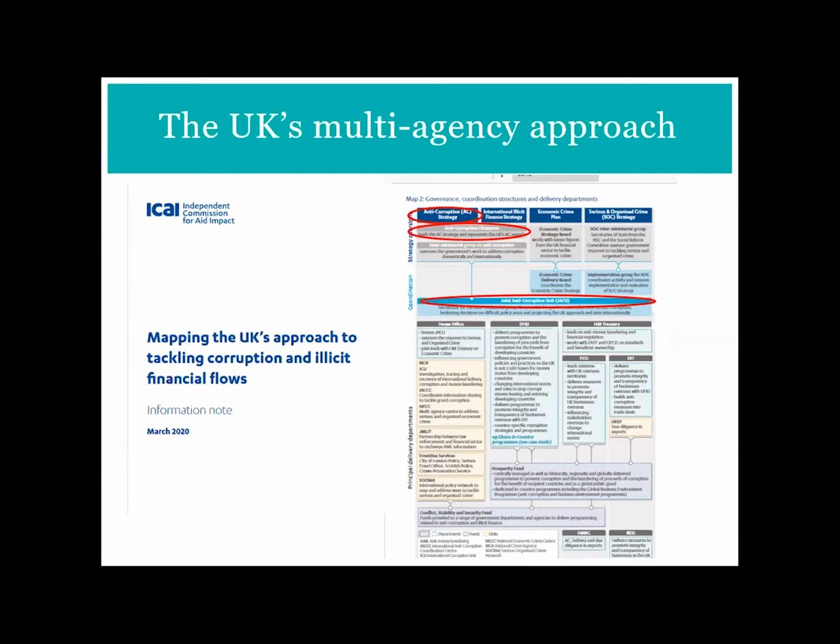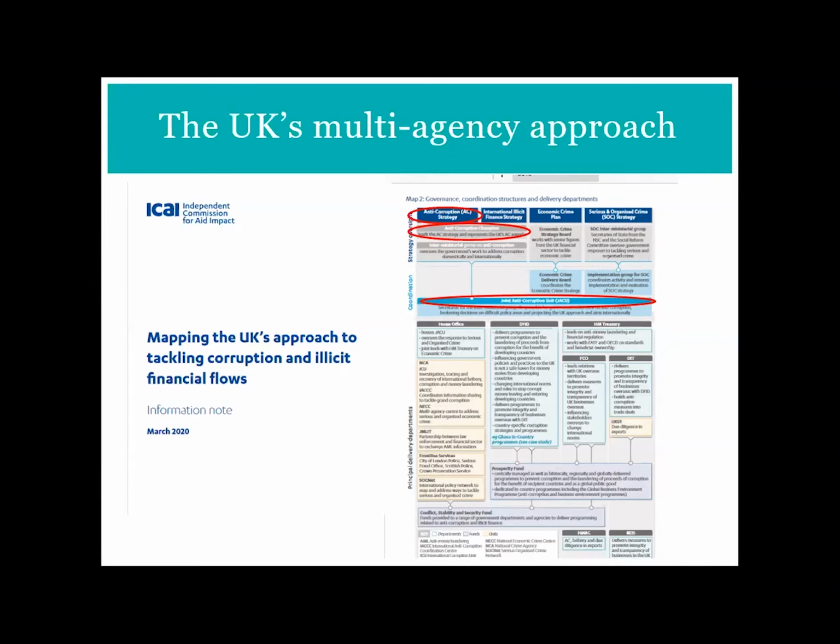And that itself rather illustrates the point that this is dealt with in the UK in a slightly ad hoc way, that the funding for a certain amount of anti-corruption activity in the UK comes from the old Department for International Development, now the FCDO, and ICAI is set up to see how effective the funding of DFID is, and it therefore, as part of that, had a look at the UK's approach to tackling corruption and illicit financial flows.